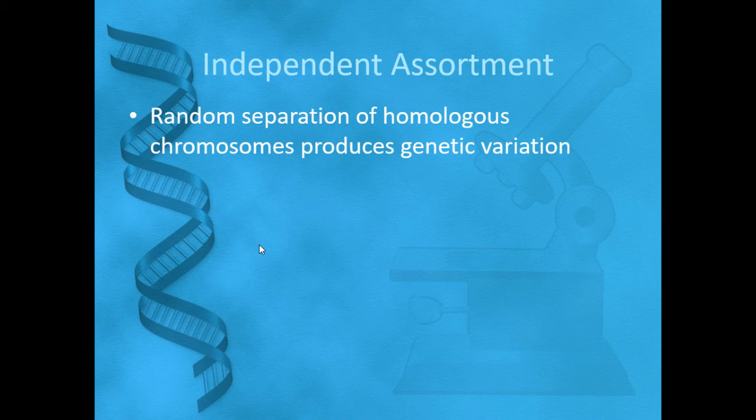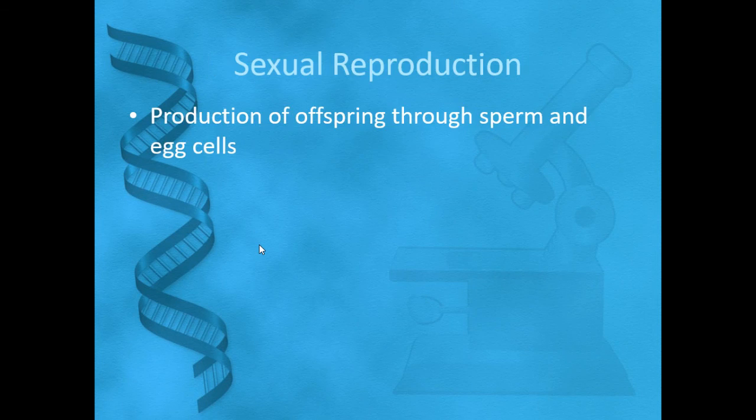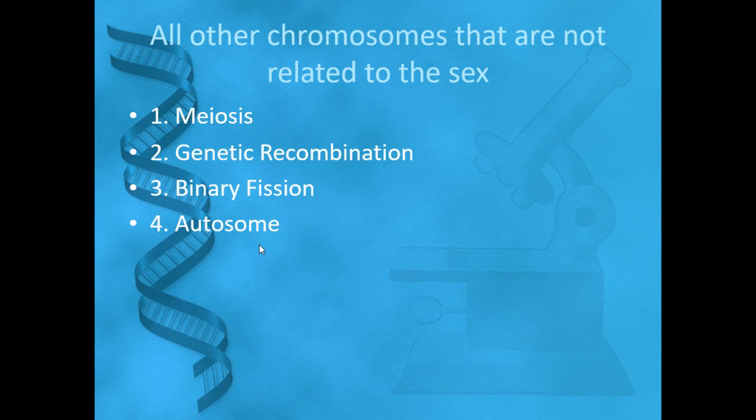Independent assortment is a random separation of homologous chromosomes which produces genetic variation. Sexual reproduction is the production of offspring through sperm and egg cells. And that is the last term.